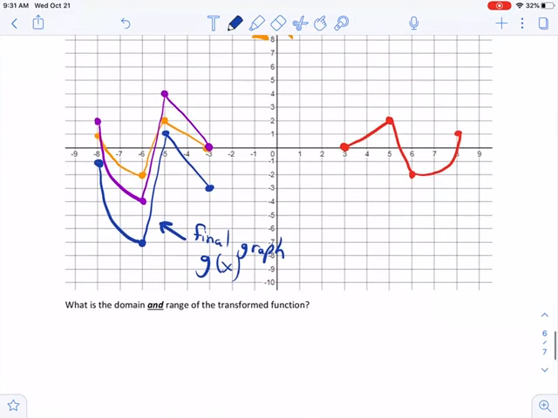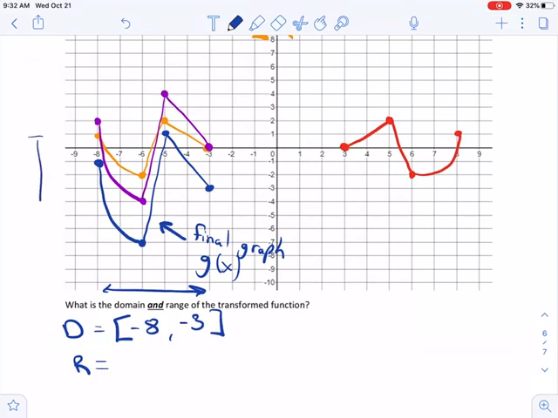Domain and range of that transformed function. So if I just cover the domain, I can only go between these 2 x values. So if I want to report that as easily as possible, I'd go from -8 as an x value up until -3. And then my range is the y values, so that looks like from here to there, so that'd be from -7 to 1.